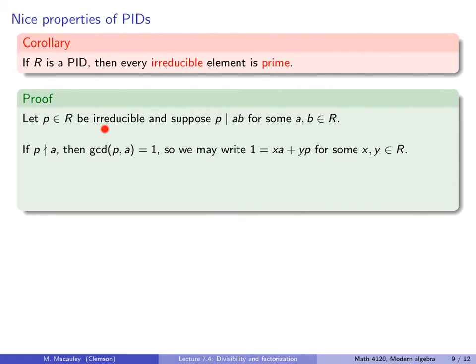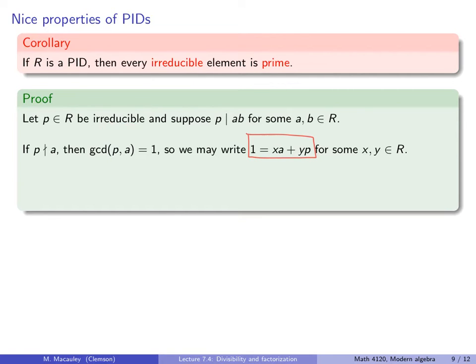Now P is irreducible, so its only divisors up to multiplication by associates are 1 and P. And if P does not divide A, that means that the only common divisors of P and A are the units. So the GCD is 1. So by the previous result, we may write 1 as a linear combination of A and P. There I am abusing language again just a little bit. But you know what I mean.